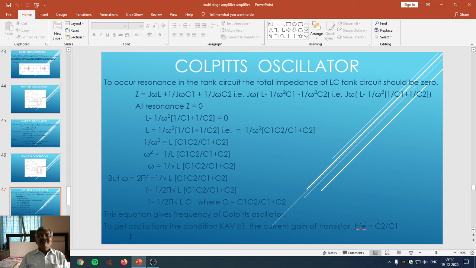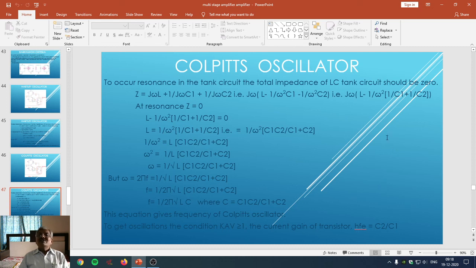To satisfy the other condition, that is Aβ should be greater than or equal to 1, the current gain of this particular transistor, that is hFE, is equal to C2 upon C1. If the value of C2 upon C1 is made equal to hFE, then we can say the condition Aβ becomes greater than or equal to 1. Hence, both the conditions are satisfied so as to sustain the oscillations in the tank circuit.